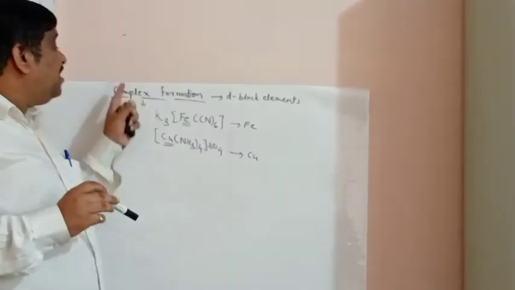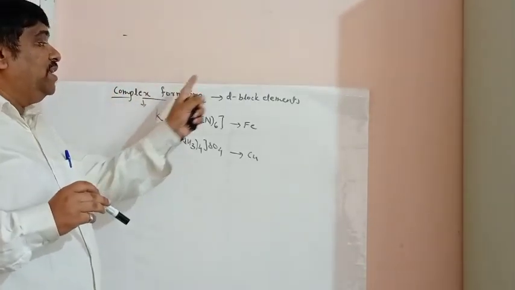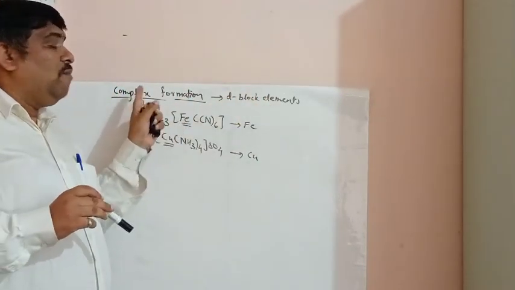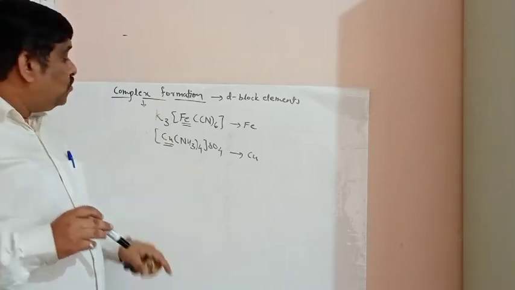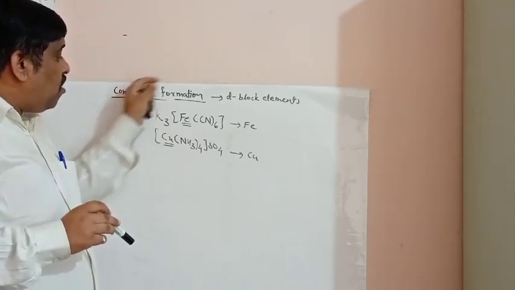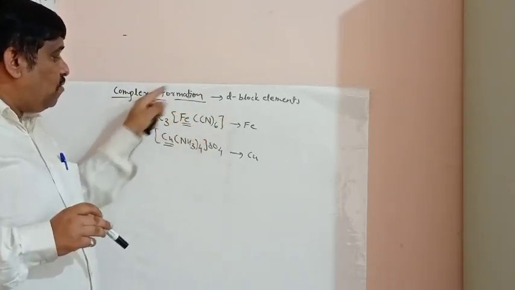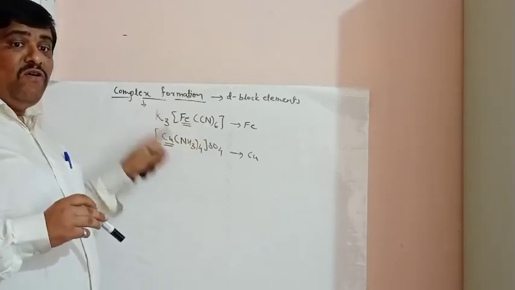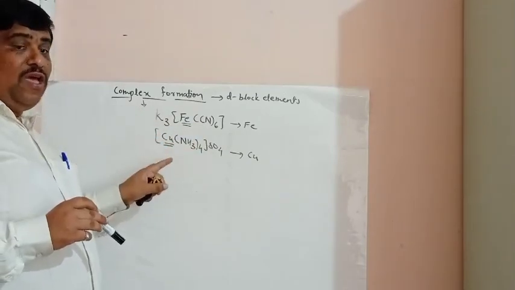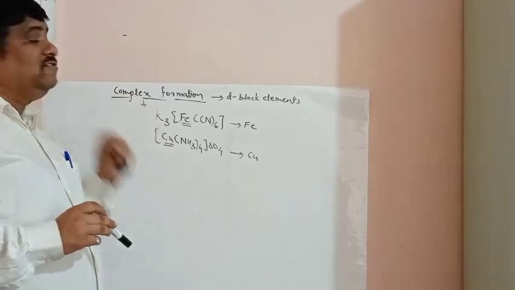So what is the property here? Complex formation. D block elements give the complex formation. You understood about the complex property, complex salt or complex formation here. Now we are going to explain why the d block elements give the complex formation.